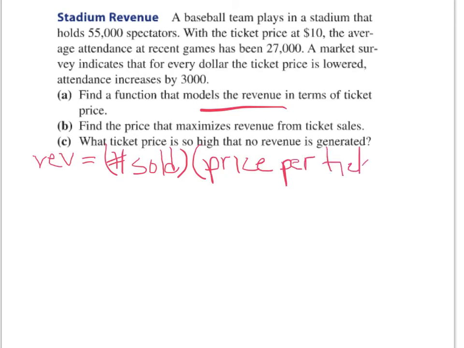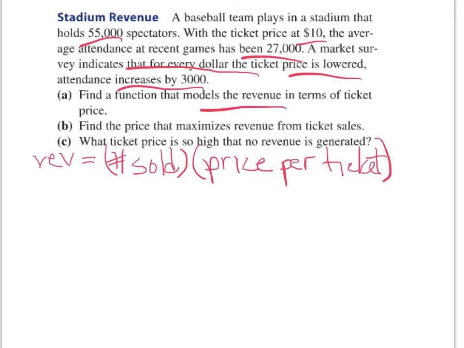So we know that if we charge $10 for a ticket, we get an average of 27,000 in attendance, but we're not using nearly enough of the capacity here. So we're trying to figure out how much we should lower the price so we can get our maximum revenue. And we know that for every dollar that we lower the price, we get another 3,000 in attendance.